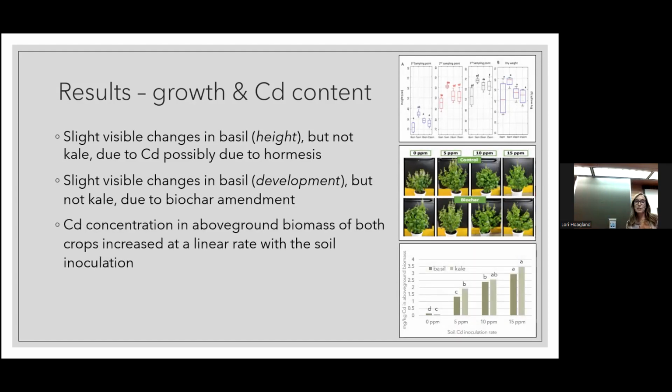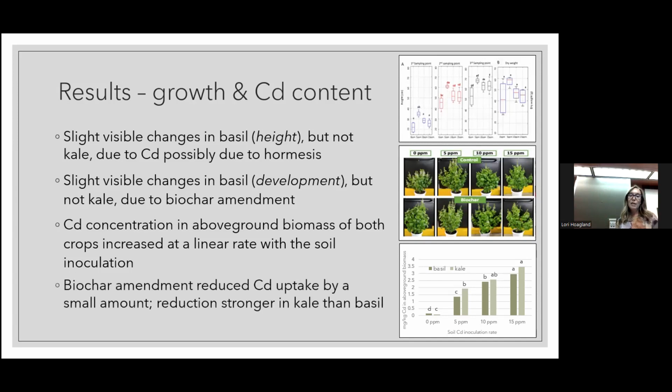The cadmium concentration increased in above ground biomass of both crops as expected. Obviously, the higher the cadmium in soil, the higher the cadmium in the plant. So this was great. This really meant that we had the control of what we wanted. More symptoms in basil, not so much in kale, and we saw this nice linear increase in stress. The biochar itself reduced cadmium uptake by a small amount. And actually the reduction, which is not shown here, was stronger in kale than basil, and we think that's perhaps because kale just took up more overall.